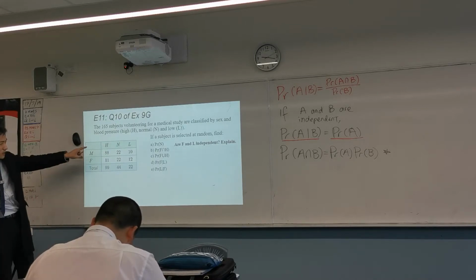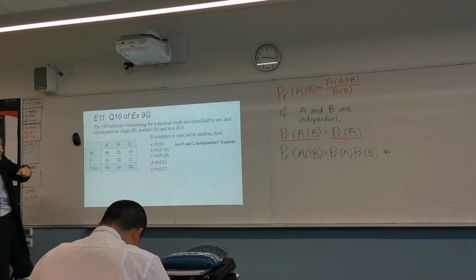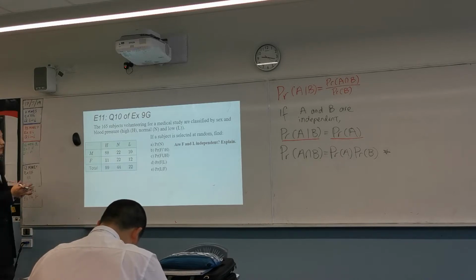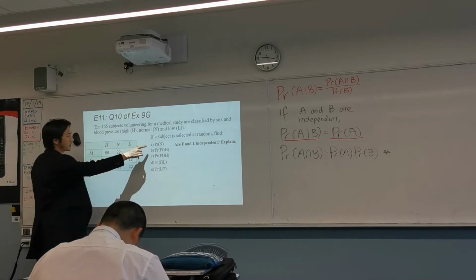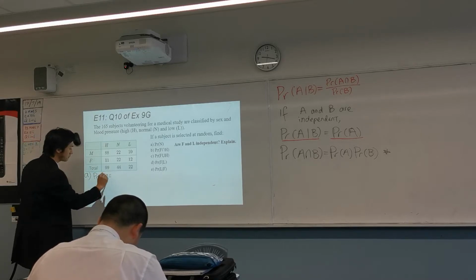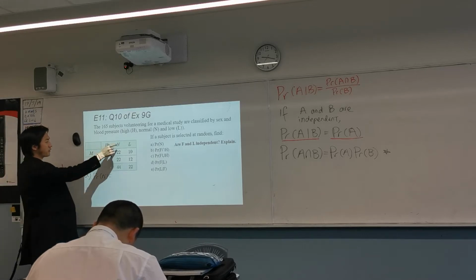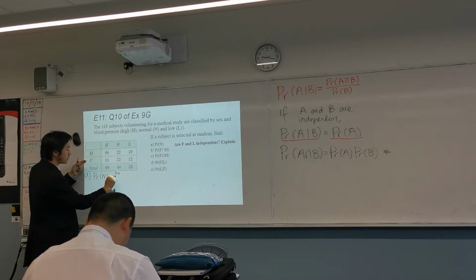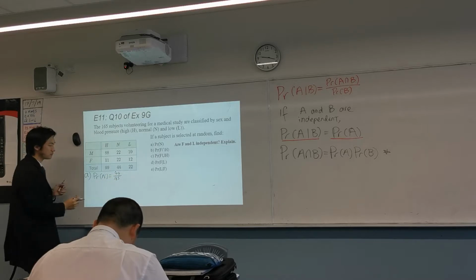We've got this two-way table. 165 subjects volunteering for a medical study are classified by sex and blood pressure, which can be high, normal, or low. If a subject is selected at random, find the probability of N. So let's work that out, the probability of N. You've done these sorts of questions already. The probability of N would be the total number, regardless of whether they're male or female, divided by the total number of people, which is 165.